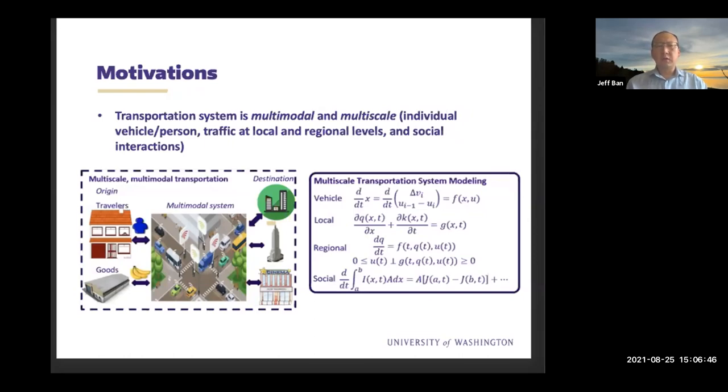So the figure here shows how the system works from your home or from the warehouse, going through this complicated transportation system, and it goes to either your workplace or your destination, whatever it is, right? But mathematically, you can also describe the system from vehicle to local, regional, social level, and that can be studied and also investigated. Next slide.